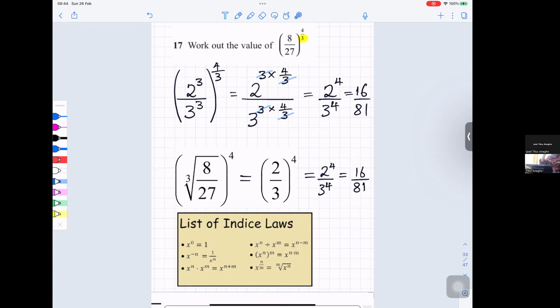If you want to do it another way, you can use this formula there, which is circled down there. Putting it in that formula, you will find the cube root of 8 over the cube root of 27, and then put it to the power 4. So what's the cube root of 8? It's 2. What's the cube root of 27? It's 3. And then it'll be 2 to the 4 over 3 to the 4, which is 16 over 81.